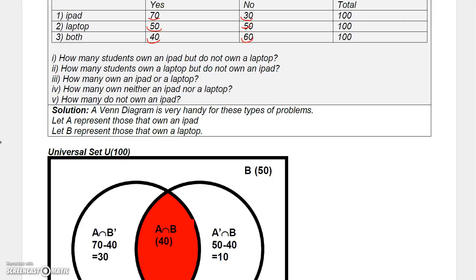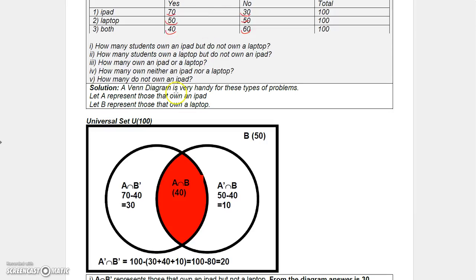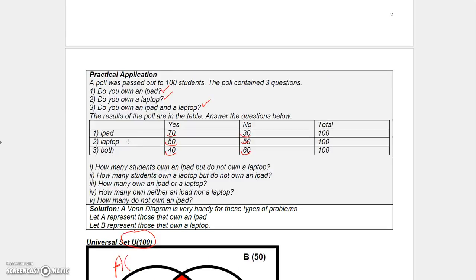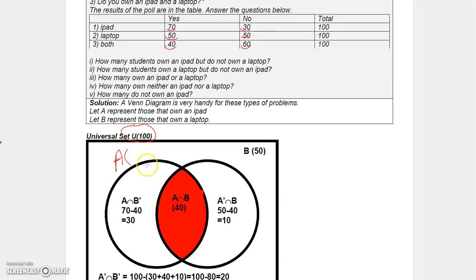If you look at the example of this Venn diagram, the universal set has 100 because 100 students were polled. This is set A, the students that said yes to an iPad. We said 70 said yes to an iPad, so this circle has to contain 70 students. This other circle is B, those that own a laptop. 50 said yes to that, so this circle has to have 50 in it.